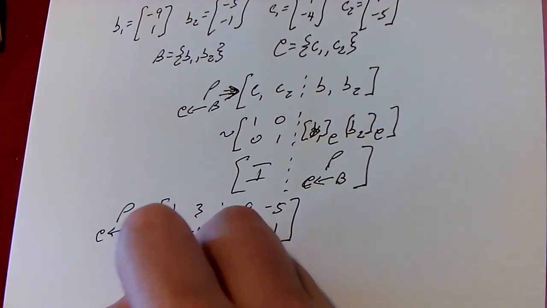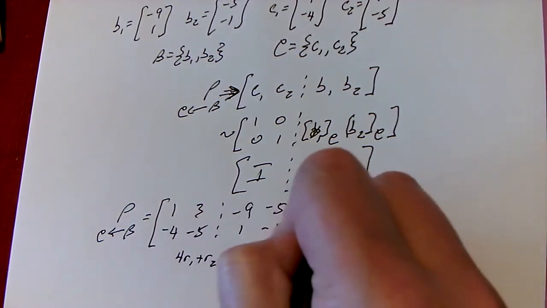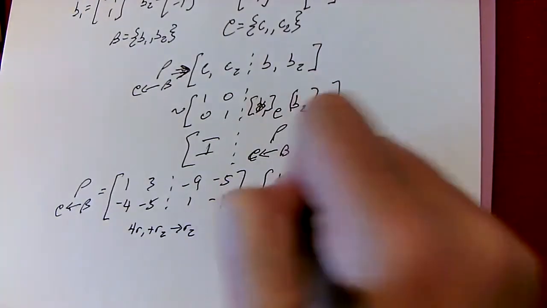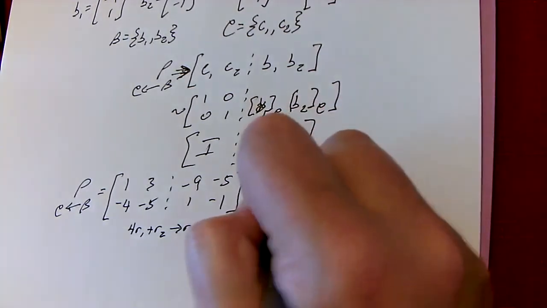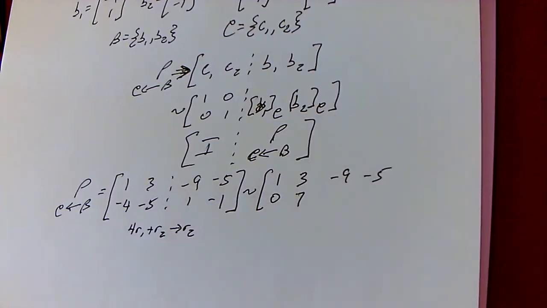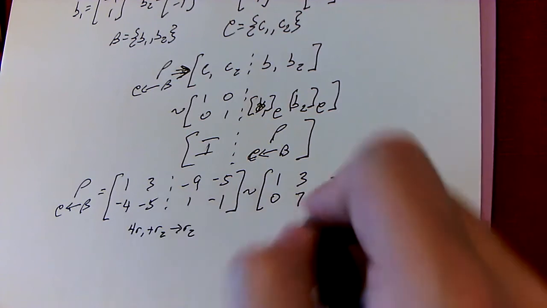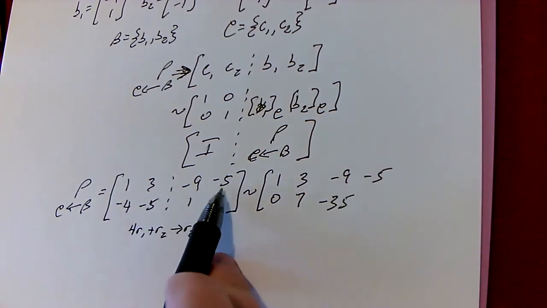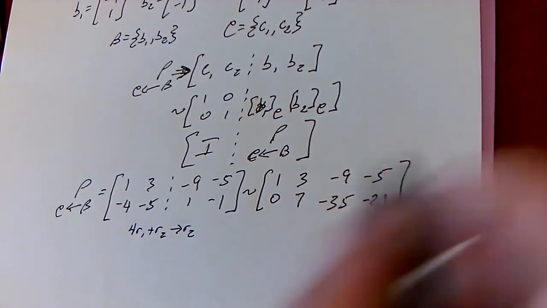I'm going to do 4 row 1 plus row 2 to replace row 2. Make sure you do all the columns. So I'm going to get 1, 3, -9, -5. First row's unchanged. Going to get 0 here, 4 and -4 is 0. 12 minus 5 is 7. 4 times -9 is -36 plus 1 is -35. 4 times -5 is -20, -20 minus 1 is -21.